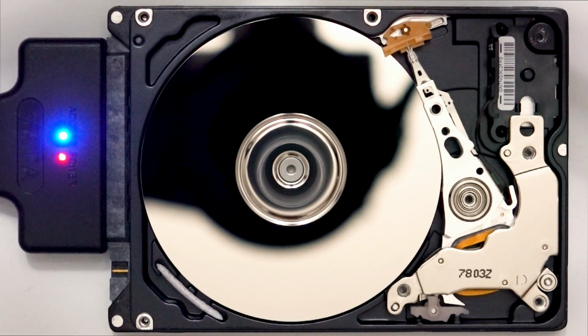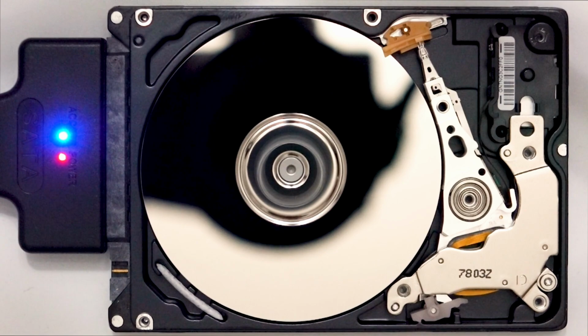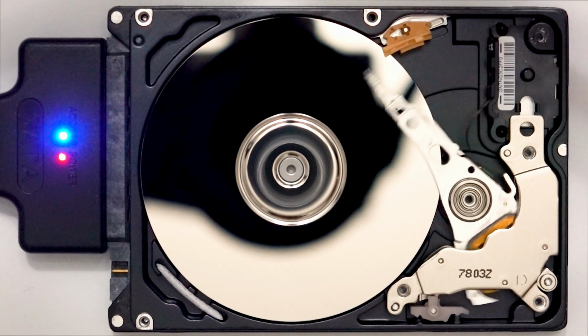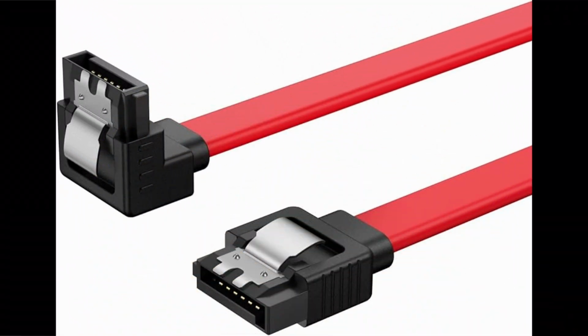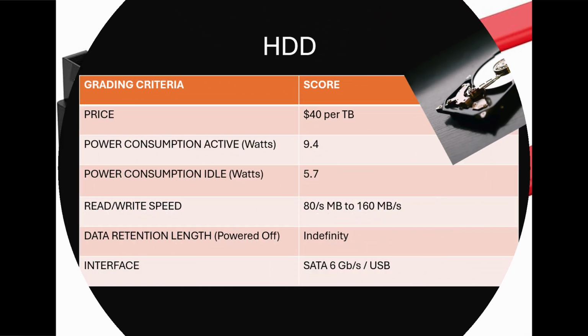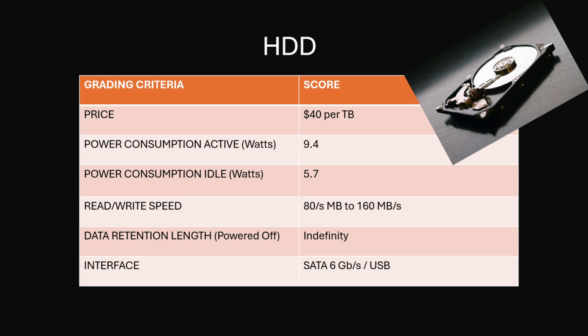Modern hard disk drives come in sizes of 2.5 and 3.5 inches. The interface between these drives and the PC is SATA 6.0 gigabits per second, or SATA 3. The speed of the drive usually operates at 5,400 or 7,200 RPM. The typical price of these drives is around $40 per terabyte, and they are the cheapest per terabyte.